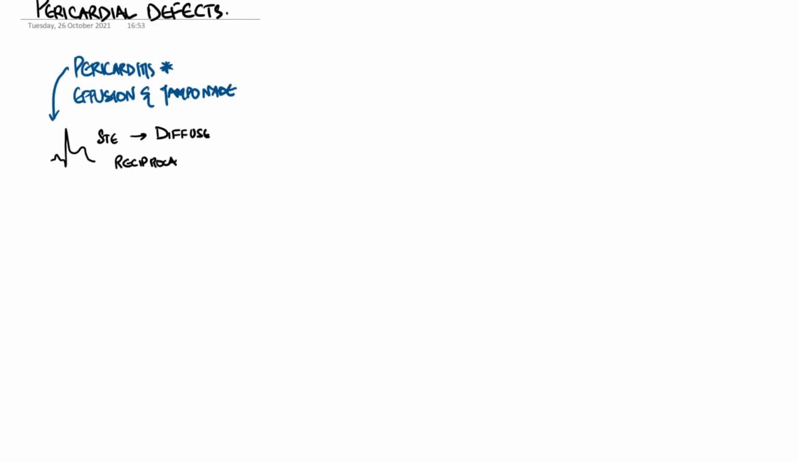There's very minimal reciprocal changes in these cases. If there is reciprocal change, it is only going to be present in leads aVR and V1, and it is going to be ST segment depression. If you look at the morphology of this ST segment elevation, it is more or less going to be like a saddle, or with an upwards concavity, as opposed to the upwards convexity one sees with ST segment elevation in a myocardial infarction.